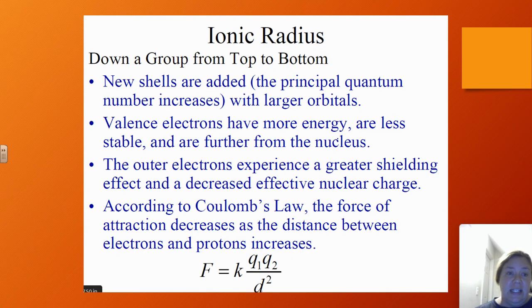Now, ionic radius going down a group from top to bottom. New shells are added and they get larger orbitals. Valence electrons have more energy and are less stable. So again, we go to Coulomb's law: the force of attraction decreases as the distance increases. As the distance increases and the charge stays the same, our force is going to be smaller.